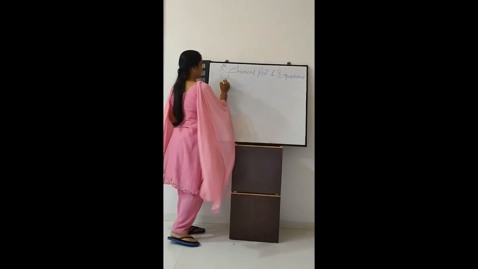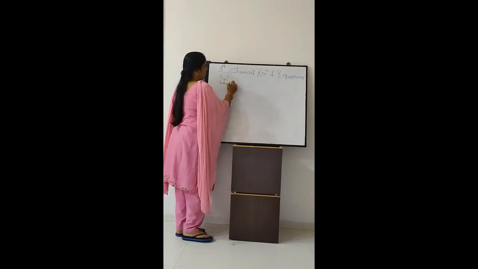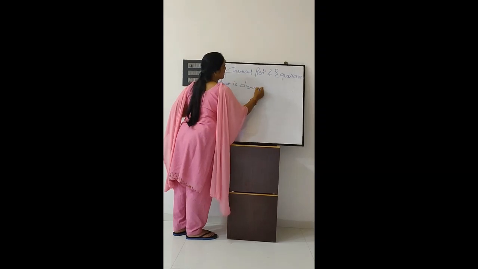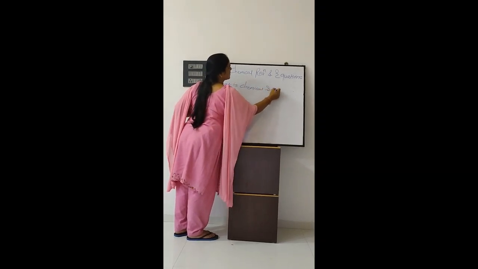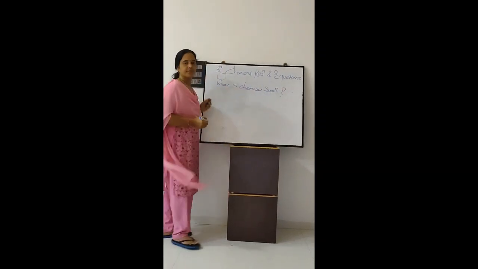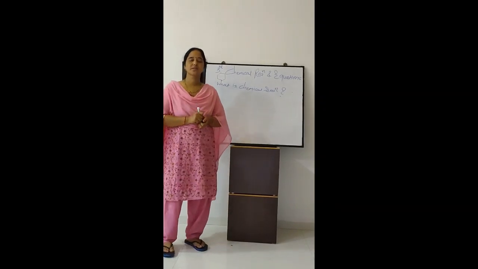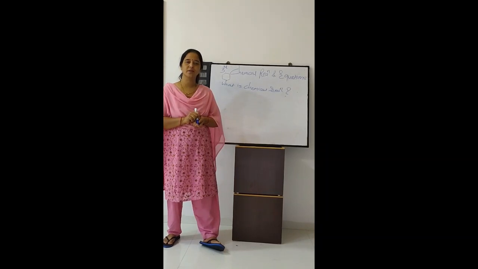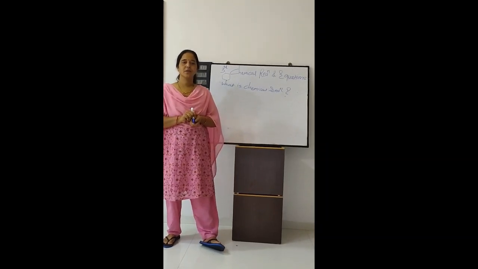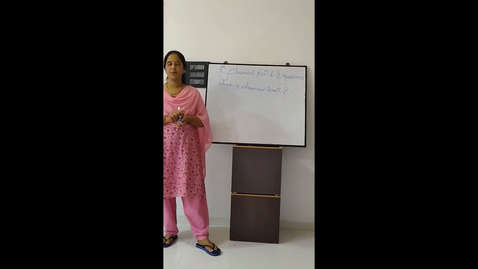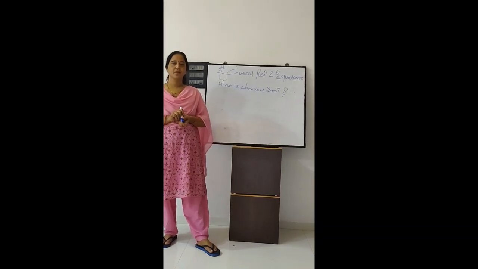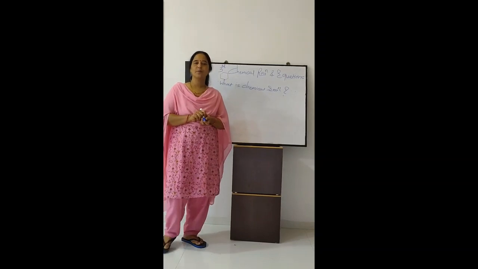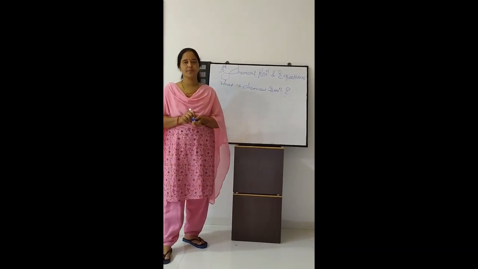What is a chemical reaction? Substances undergo chemical change to produce a new chemical substance with new chemical identity and properties. In a chemical reaction, the old bonds break and new ones are formed.